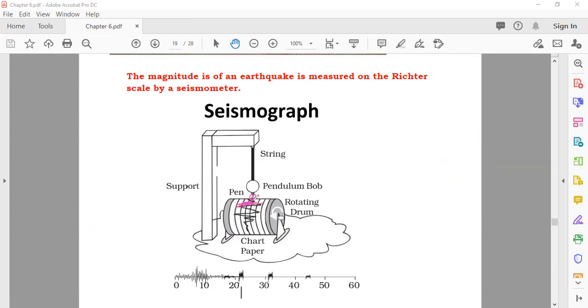You see, this is the pen and the drum is moving. Why is it moving? Because this support is moving like this. When an earthquake comes, this moves in this direction, so this ball will move this way and that way. When it moves in this direction, the pen goes like this; when it moves the other direction, it goes like this. This is how they get the graph, and then they use this graph to find the magnitude.